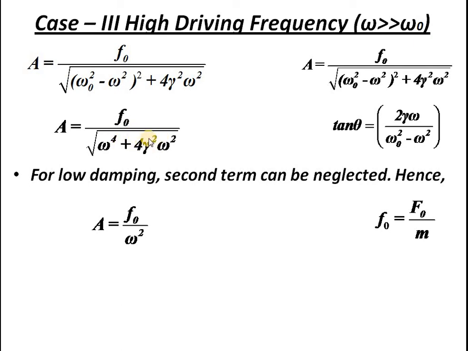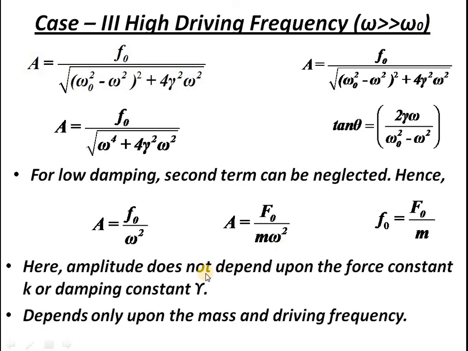If damping is small, then gamma will be small. The second term can be cancelled or removed. So we have amplitude equal to f0 divided by omega square. And you can write f0 in terms of f by m. So we have f0 by m omega square. So what is the conclusion here? Amplitude does not depend on the force constant k. That is the conclusion.